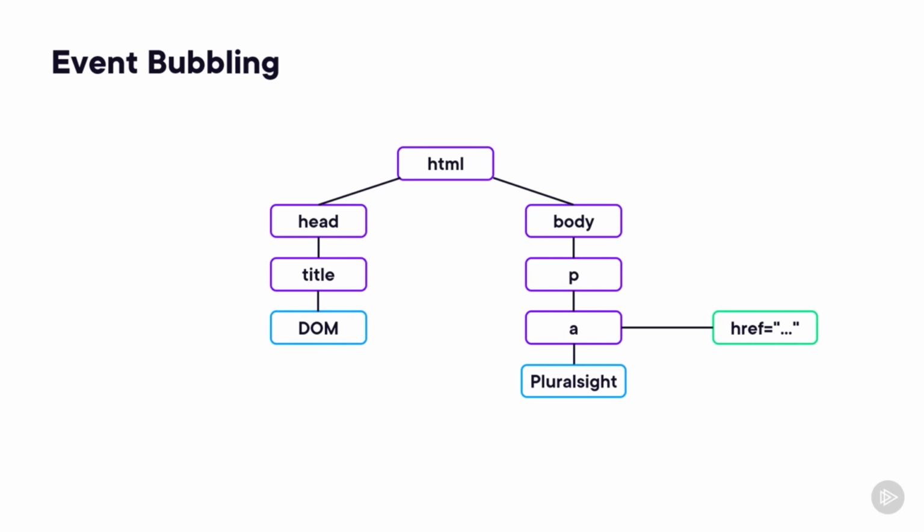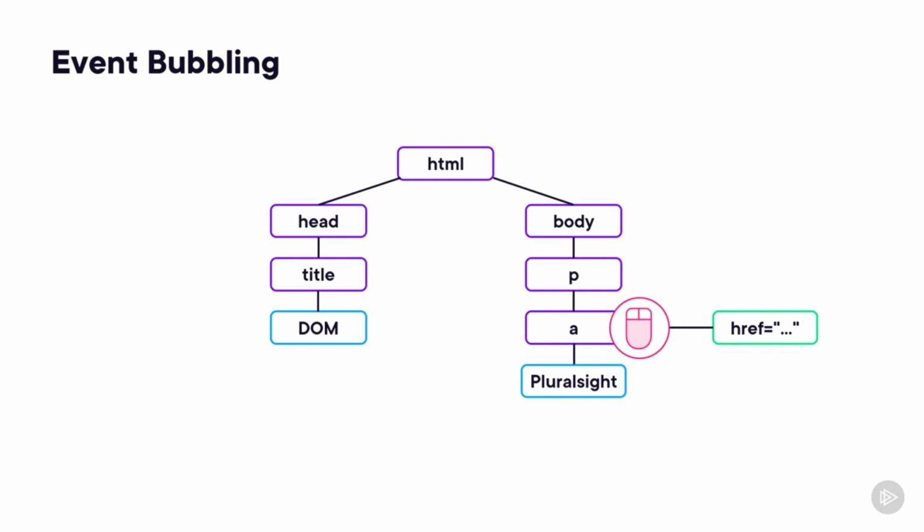Let's just imagine that someone clicks on the link. So there will be a click event here on that A element. But if you click on a link that's part of a paragraph, essentially you also click on the paragraph. And that's why the event is bubbling up. So the A element receives the event, and if we have an event listener there, that event listener is triggered.